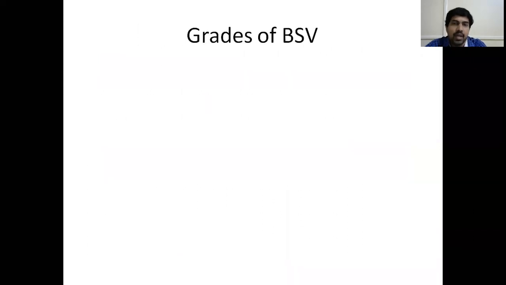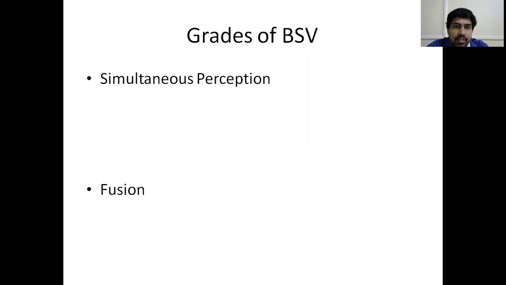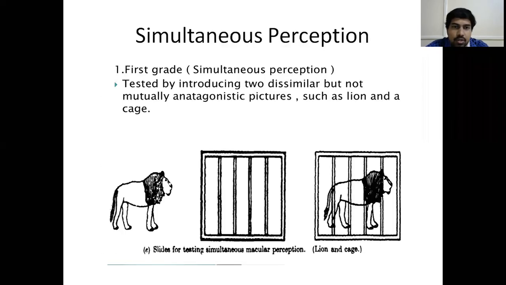And the grades of binocular single vision, that is a 4 marks question for you. So what are the grades of binocular single vision? First one is simultaneous perception. Second one is fusion. Third one is stereopsis. So what are these?